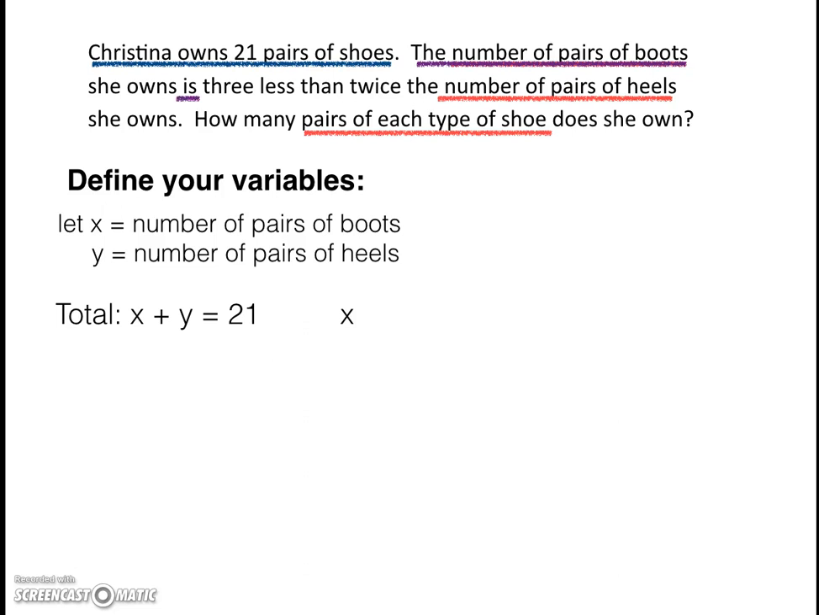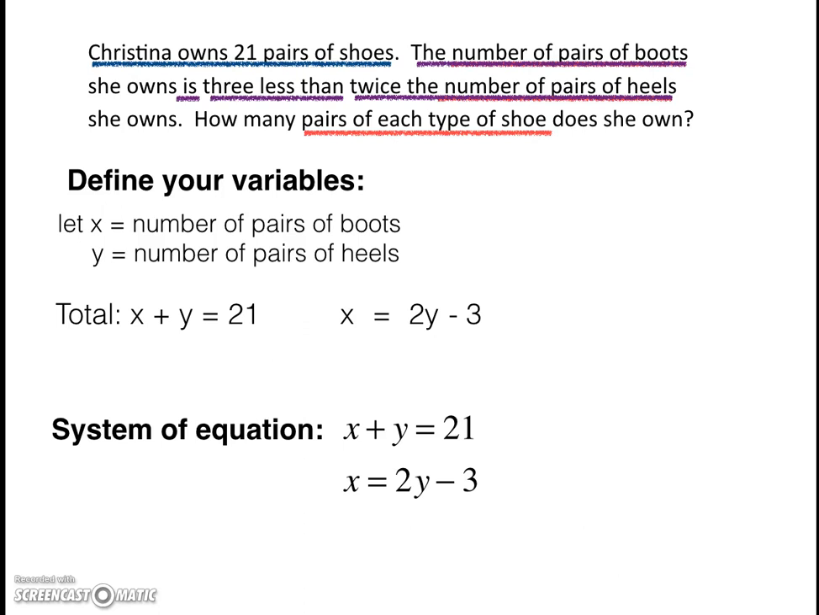The word is means equals. 3 less than means we're taking away 3 from something. And we're taking away 3 from twice the number of pairs of heels. So since we designated heels as our variable y, we have 2y minus 3. Our final system of equations is x plus y equals 21 and x equals 2y minus 3.